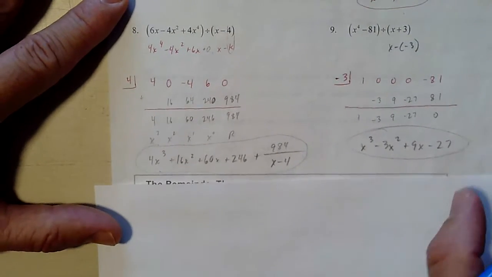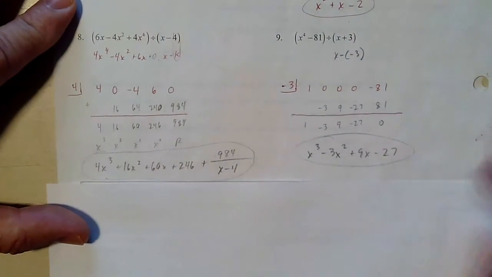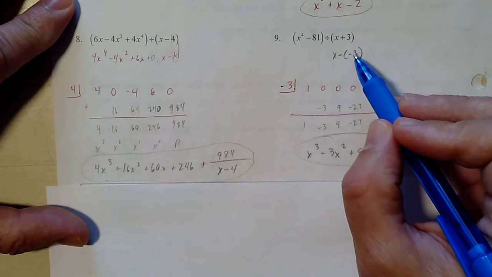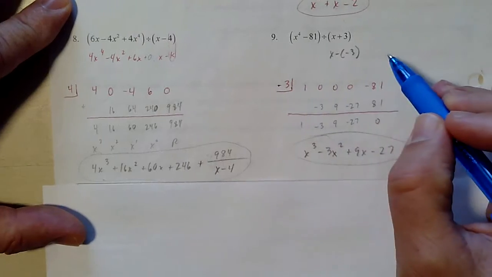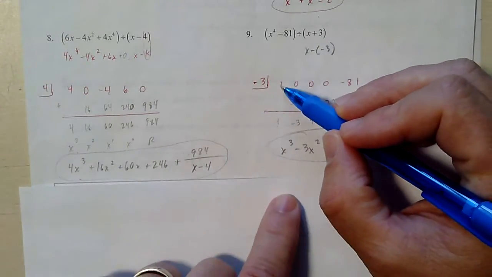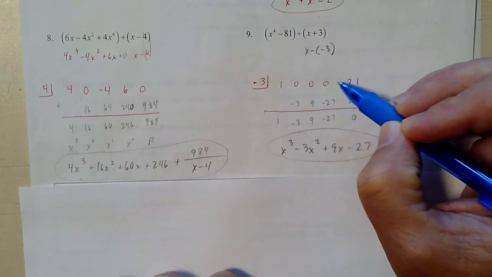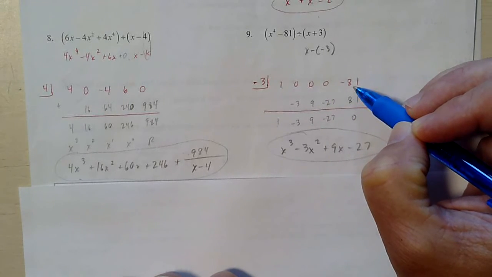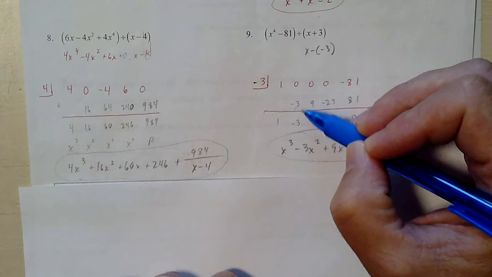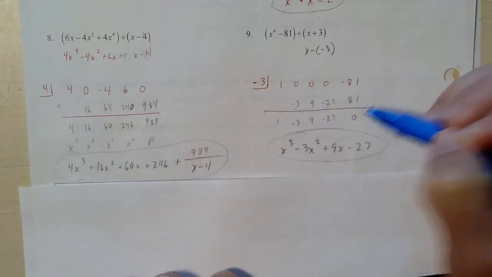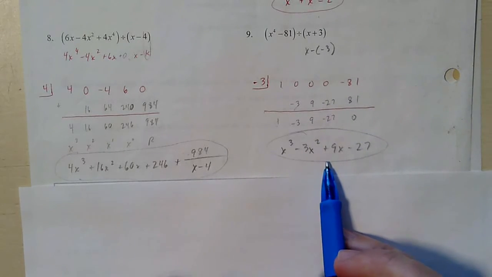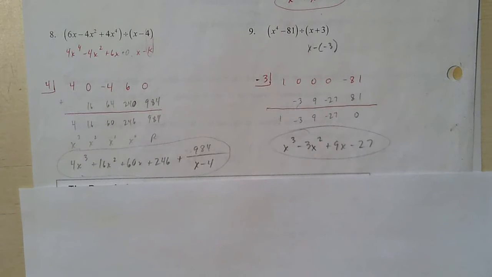Number 9. This one, the k value has to be -3. Got a lot of zeros here, right? X to the 4th, x to the 3rd, x squared, x to the 1st, and then finally the constant term. And then there's the math that you can check. There's our answer. Okay, pause if you need some time to go over that.